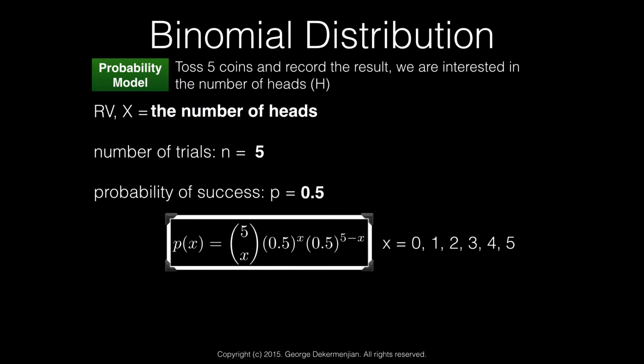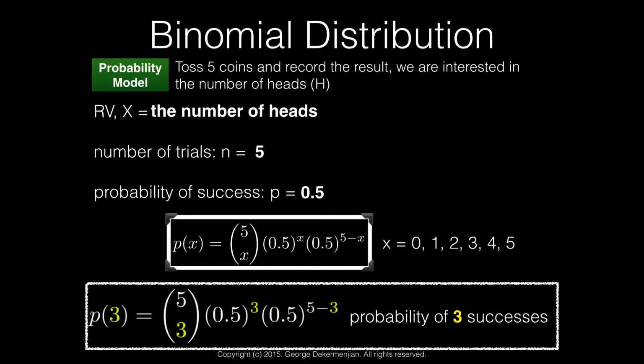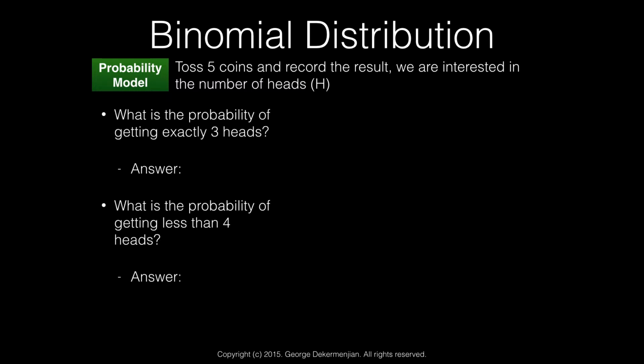So for example, if I want to use this formula to calculate the probability of exactly 3 successes, which in this context would mean the probability of getting exactly 3 heads, then I would just plug in 3 instead of little x in that formula, just like this. And once I calculate this, that would give me the answer. Okay? Now we're going to answer some probability questions. These are exactly the same questions as we did before, but this time we're going to use the probability model.